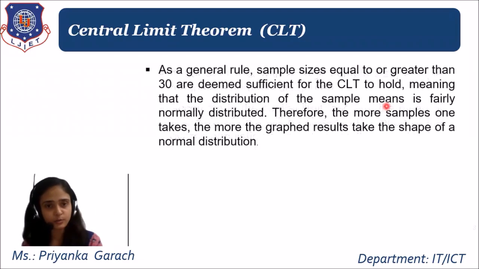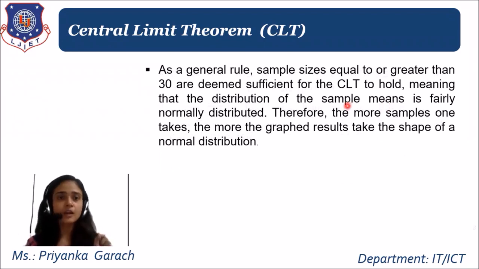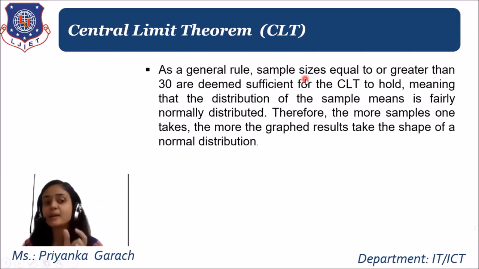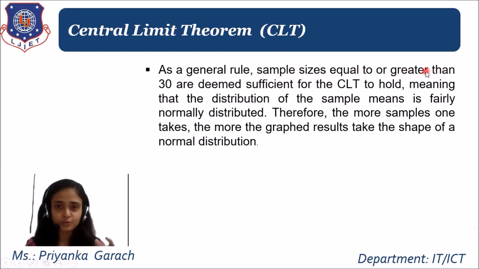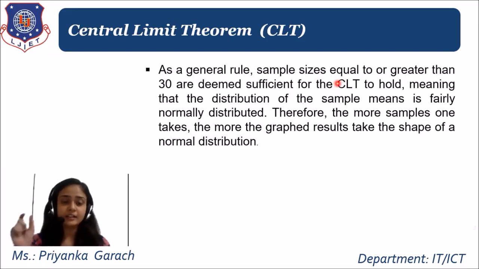Now let's see the next point of the central limit theorem. Here they are focusing on the sample size. So what should be the sample size in the central limit theorem? A sample size equal to or greater than 30 is used in the central limit theorem. If someone asks what the sample size is in the central limit theorem, then the minimum value is 30, and the maximum can be any value greater than 30.